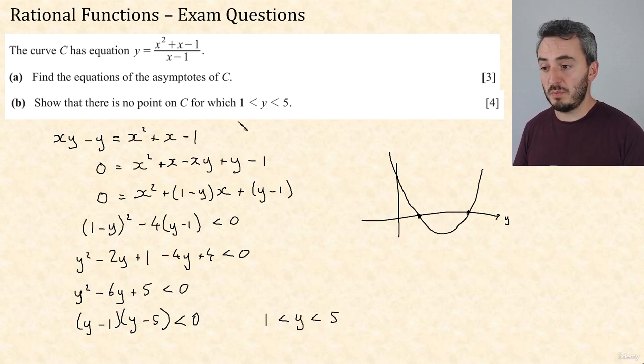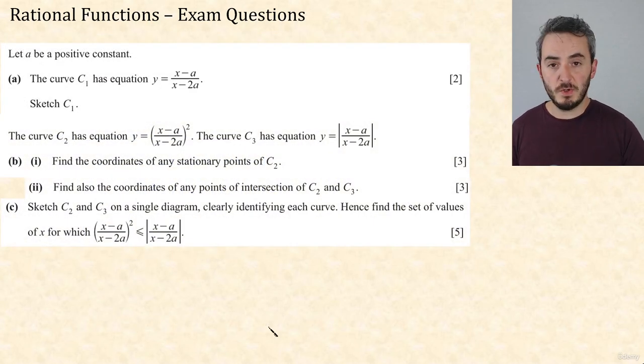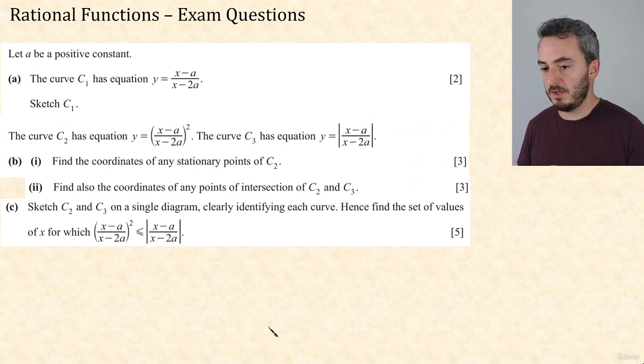And therefore there is no point on C for which 1 is less than y is less than 5. We've proved that the function does not exist in that region. And we're done with that question. Okay, let's have a go at this one again. Pause and see if you can have a go at this yourself first.